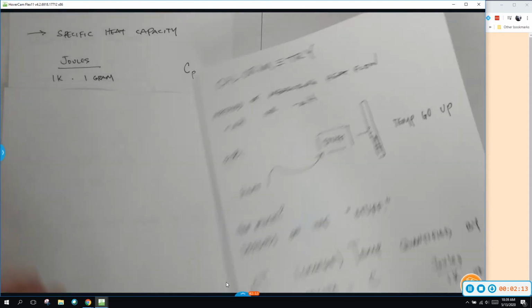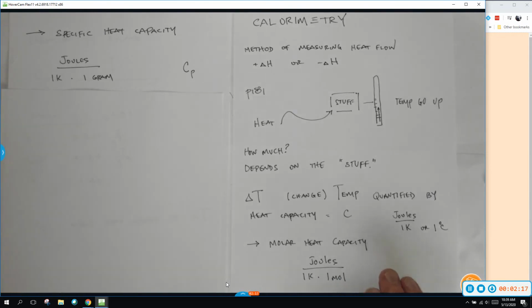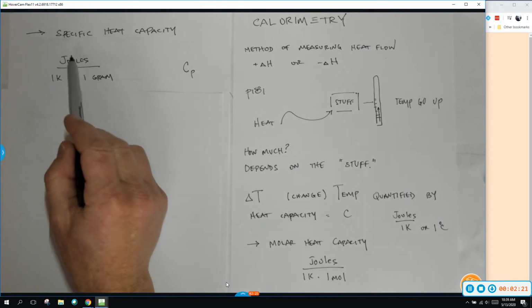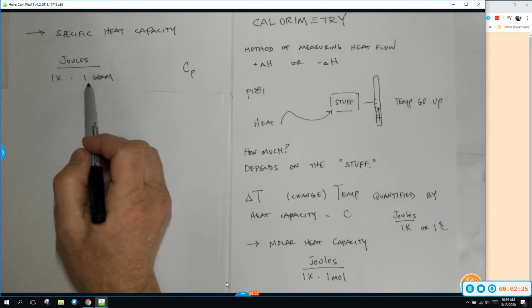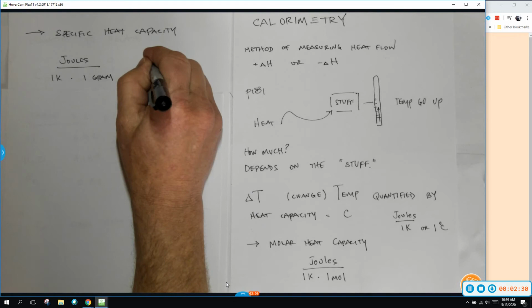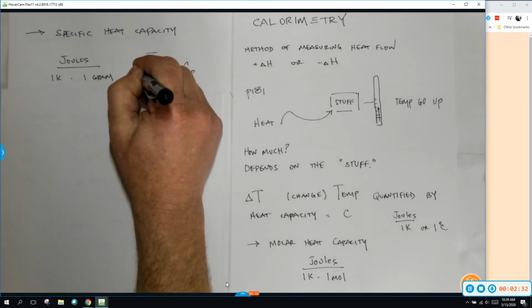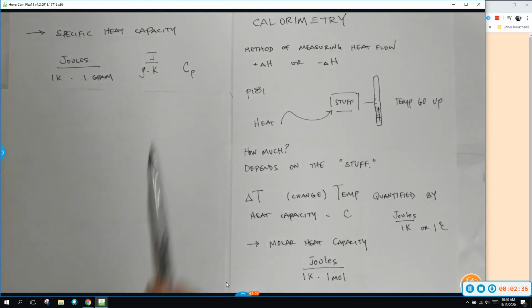The other way that heat capacity is measured is in something called specific heat capacity. And specific heat capacity is the amount of energy measured in joules needed to raise 1 degree Celsius of 1 gram of a substance. So the units on here are joules per gram Kelvin or joules per gram Celsius. This is symbolized by the letter C with a small p below it, meaning heat capacity.